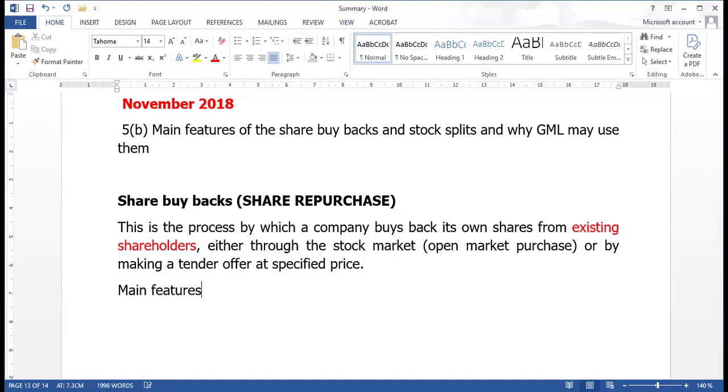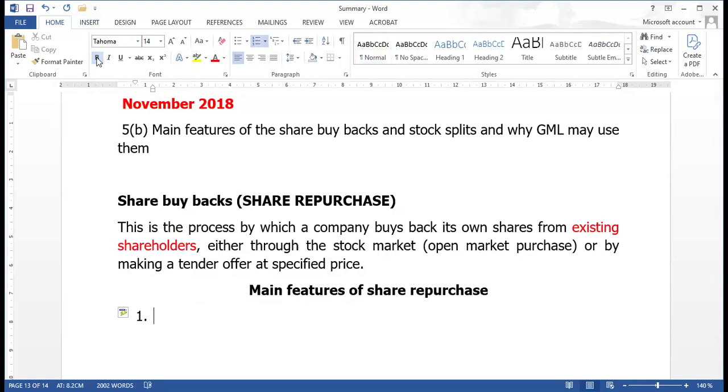The main features of share repurchase or share buybacks. What are the main features of this share repurchase? We can say that one is that the entity or the company purchases its own shares. You are really purchasing your own shares. Okay, you are using your cash.